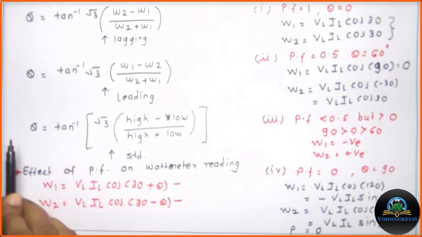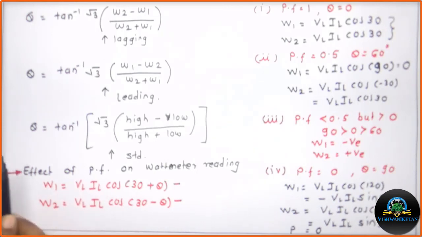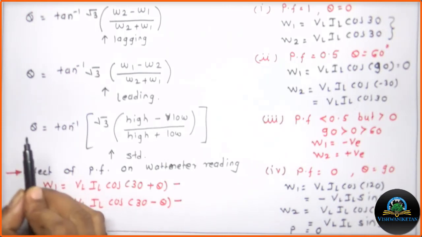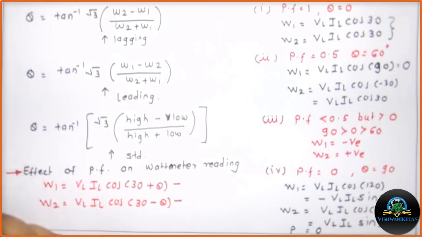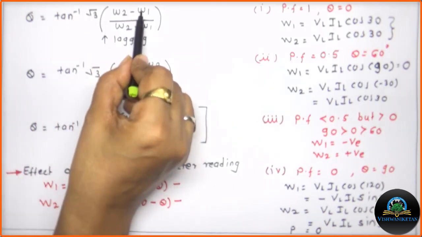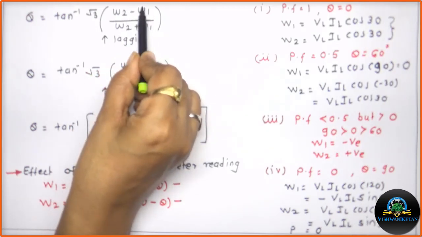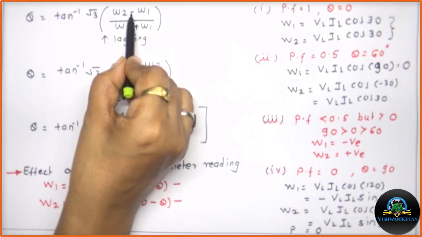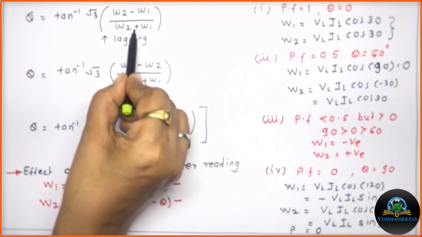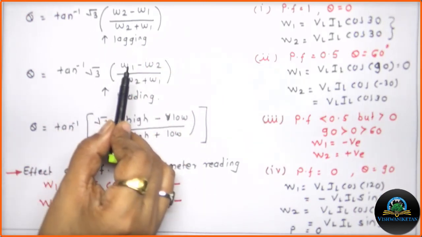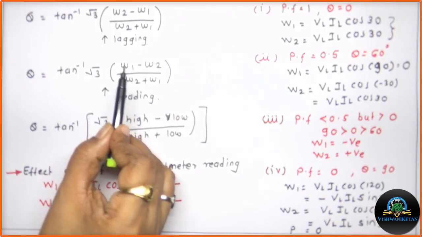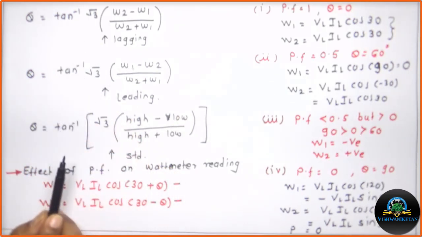And one condition is, what if the connection of one of the wattmeters has been changed? That wattmeter is normally the second one. So here W2 will remain as it is, but the sign of W1 is going to be changed. So this will become positive and this will become negative. That is the only change we have to consider. Remaining things will remain as they are.